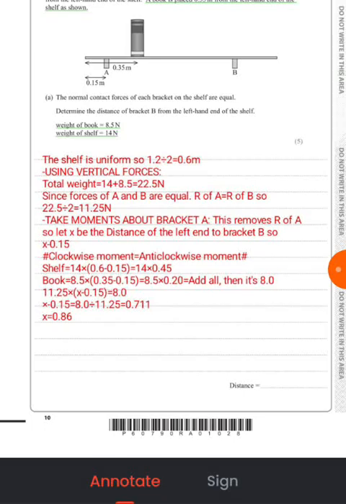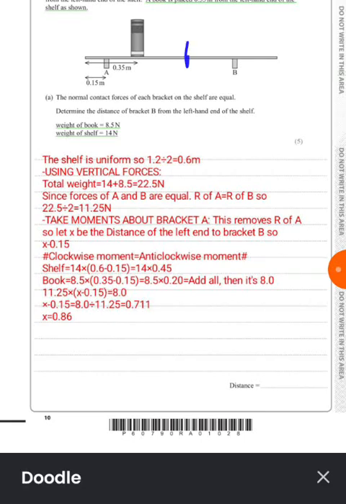The shelf is uniform, so we divide 1.2 by 2, and then we get 0.6 meters. So from the place where the weight is acting, let's take the place as here. Now from here the weight is acting, and this part is 0.6 and this part is 0.6. It's divided, one part is 0.6, and the other part is 0.6.